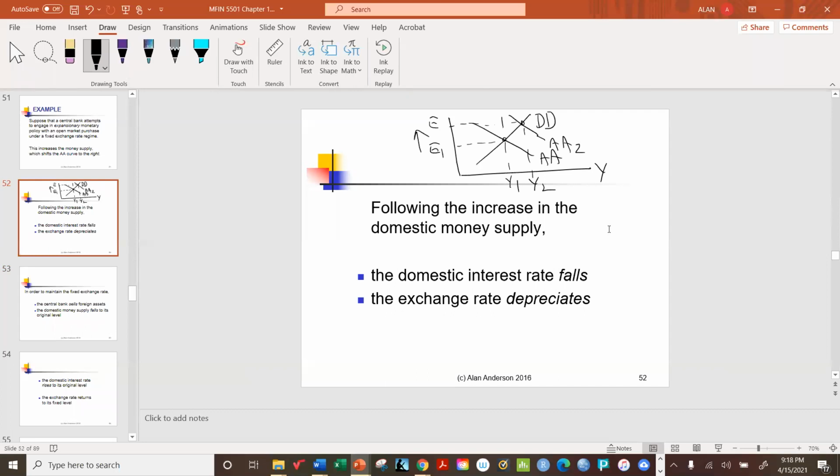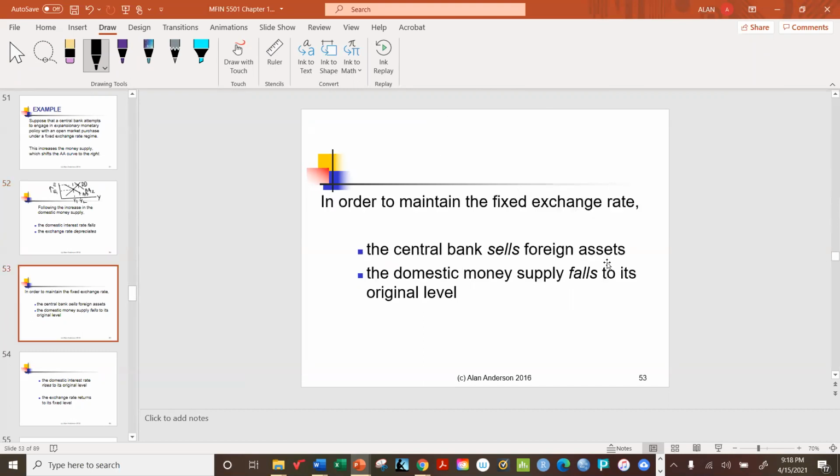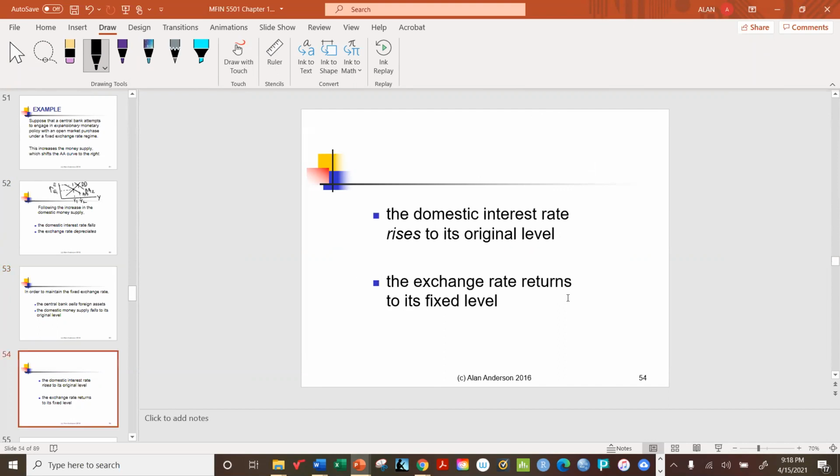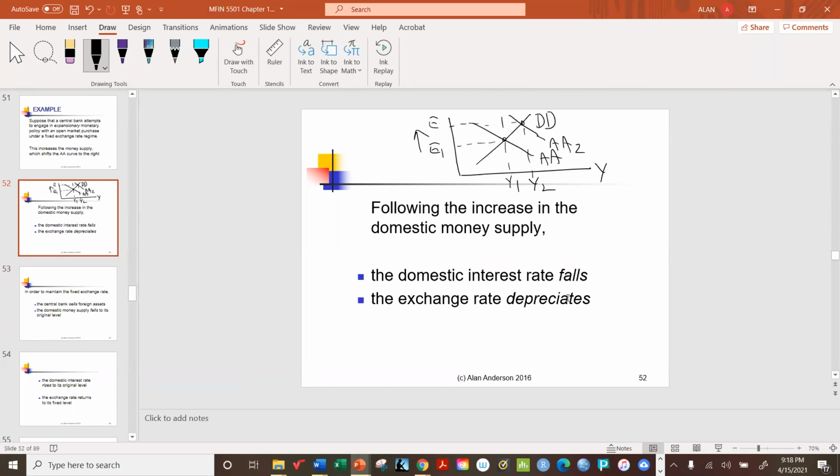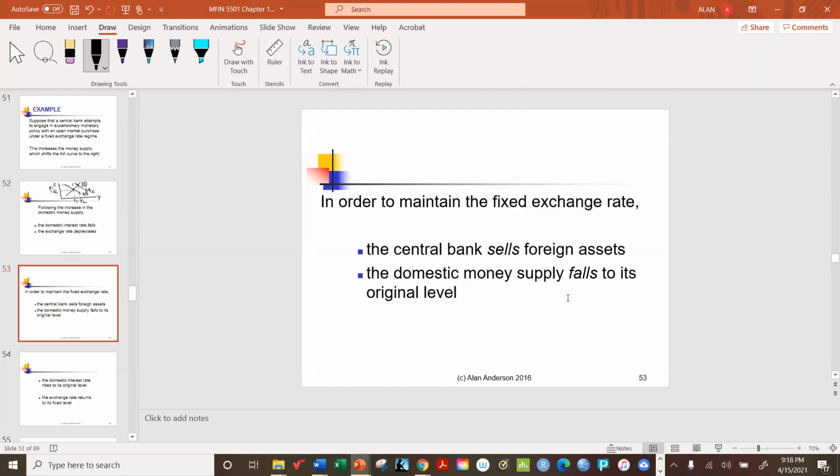The currency can't get weaker because we have a fixed exchange rate. So we have to do something. We have to take offsetting steps to strengthen it back to its fixed level. How do we do that? We sell off some of our foreign assets, which we've seen before, reduces the domestic money supply, and rates will go back to where they started out. But then, unfortunately, that means that the rate of interest and GNP will just simply return to their original levels.